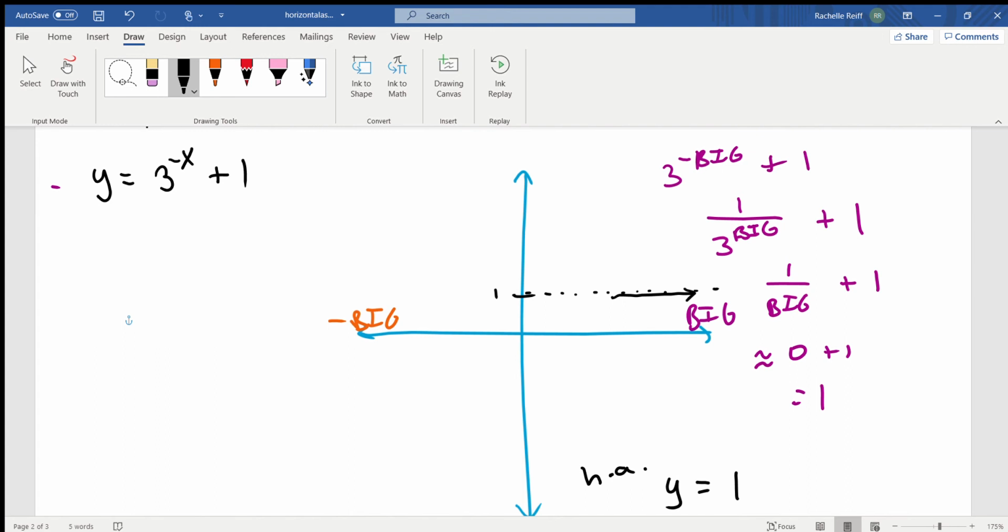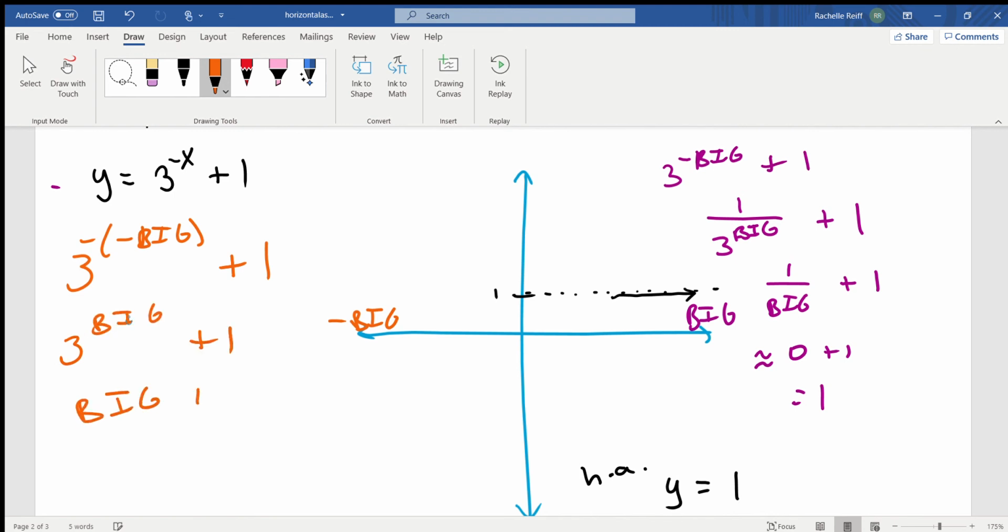And then what happens on the left side? Well, let's plug in a really, really big negative number. So I get 3 to the negative big number plus 1. Well, negative negative is a positive. 3 to a big number is just another big number. A big number plus 1 is again a big number. So on the left side, I don't know what happens in the middle, but eventually on the left side, it just keeps going up and up and up forever.